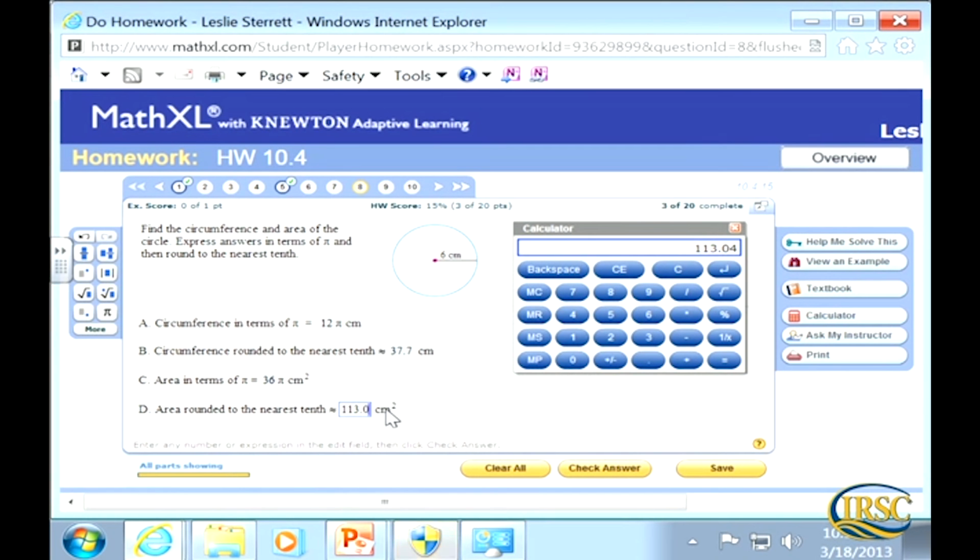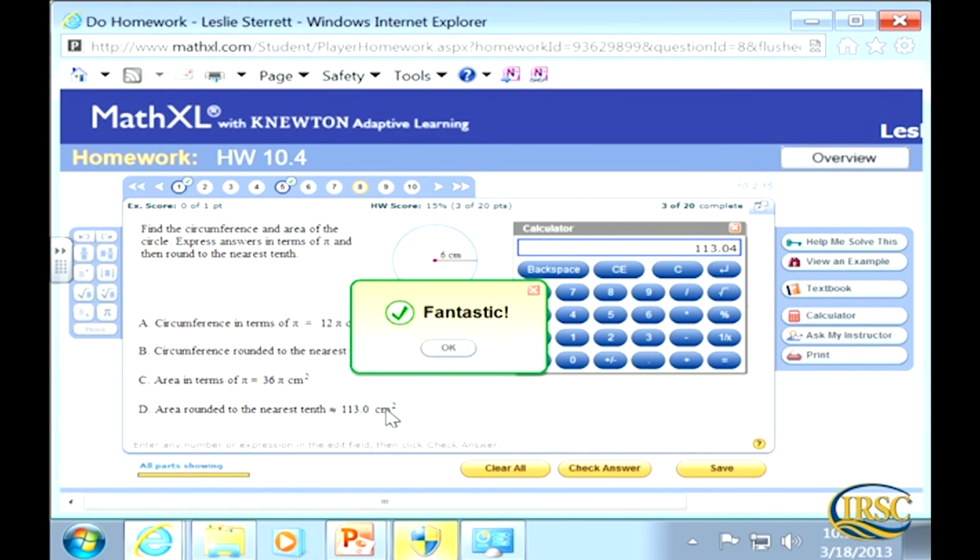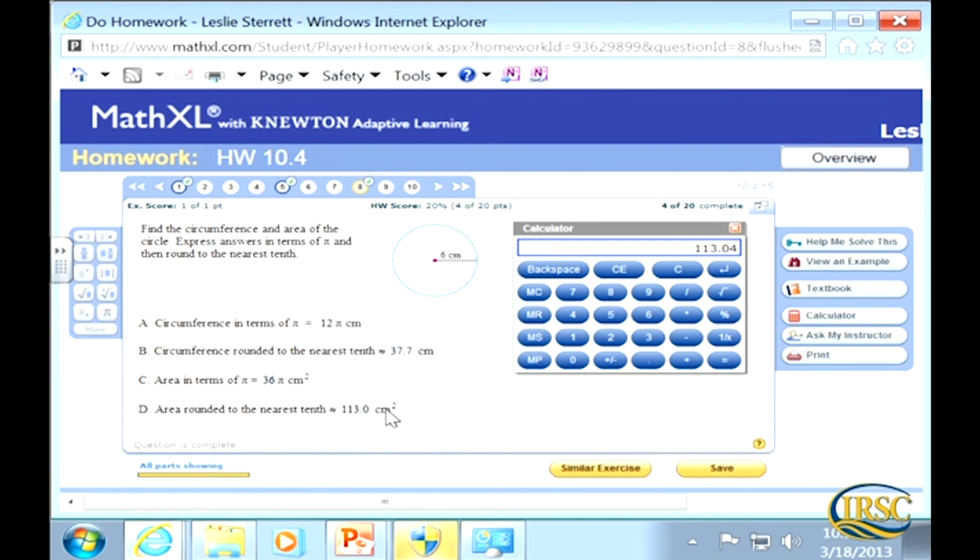And by the way, if it asks you to round to the nearest tenth and it didn't terminate at 113, you really should put .0 to show that that's what you rounded to. Fantastic. Okay. I'm going to guess that on this problem it may have accepted both answers. It was one of those problems where it worked it out since it didn't specify.